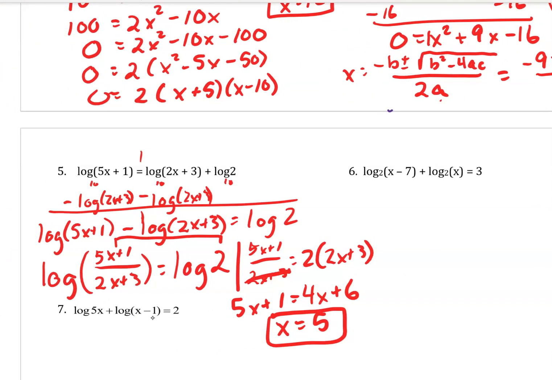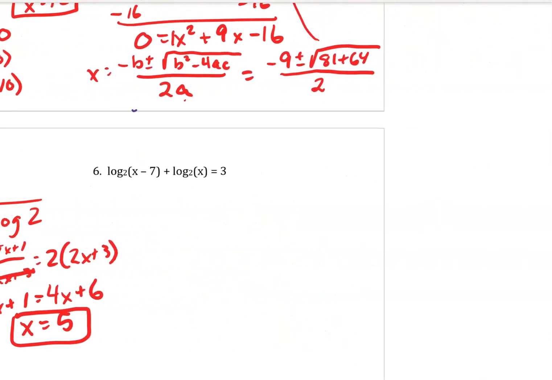By the way, with all these ones that have a common log, you can actually put your number back in for x and check your work directly with your calculator. So this would be log of 26 equals log of 13 plus log of 2. You can check that on your own.